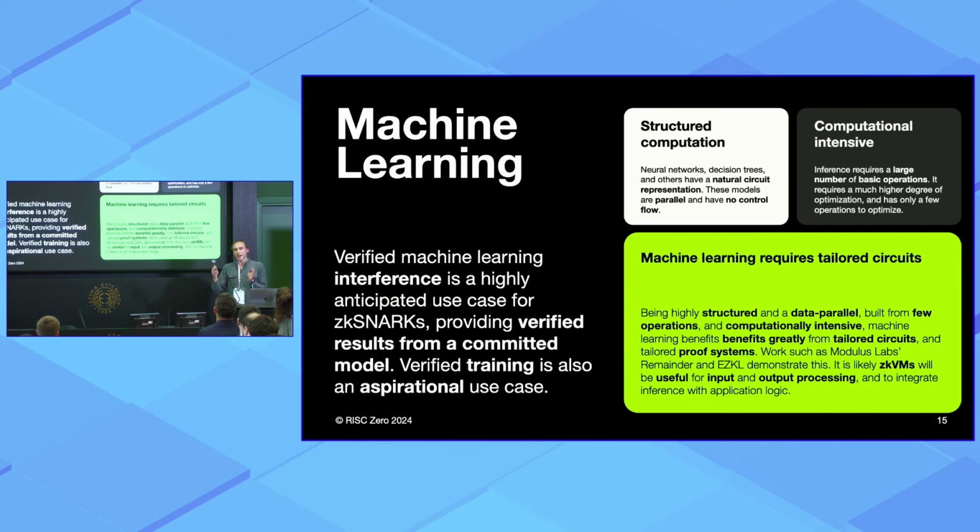If you have an image and you want to take your WebP image and turn it into a PNG or whatever format your model actually ingests, then a zkVM will be a really good way to do that in a flexible way. Additionally, when you have the output and you want to integrate that with more application logic, then a zkVM will again be a good place to do that.